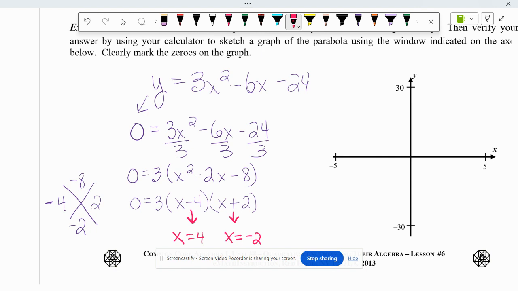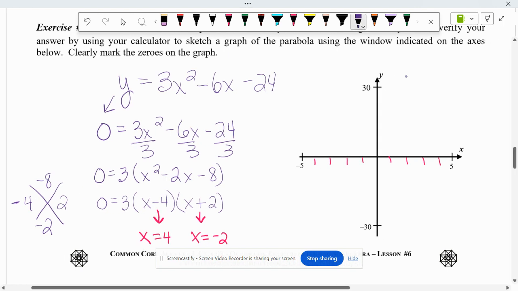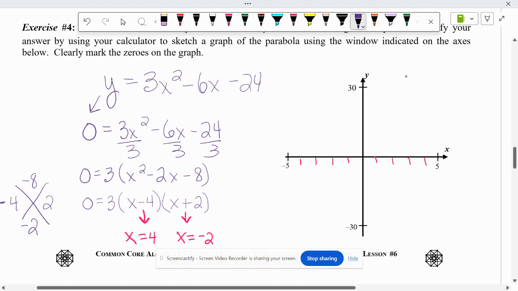So let's see. I'm going to put 1, 2, 3, 4, 5. 1, 2, 3, 4, 5. So when I break my number line into 5 increments, right, I'm going to plot x equals positive 4 right here. And I'm going to plot x equals negative 2 right here.